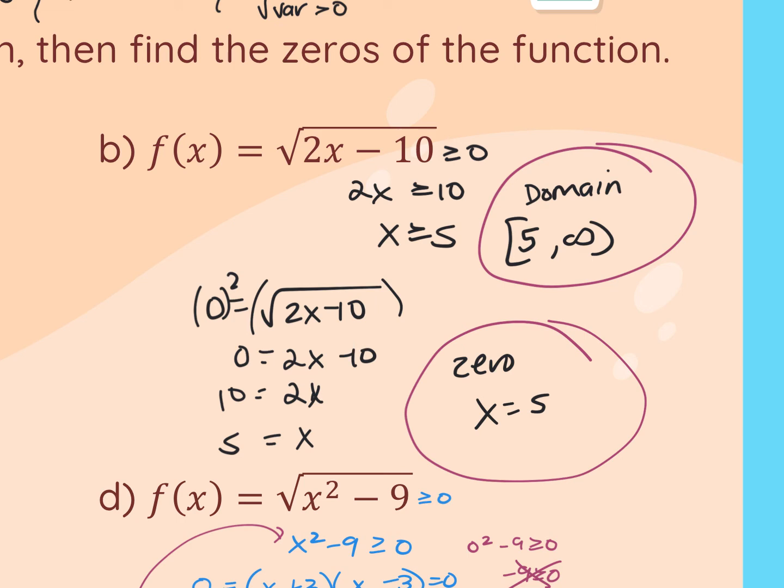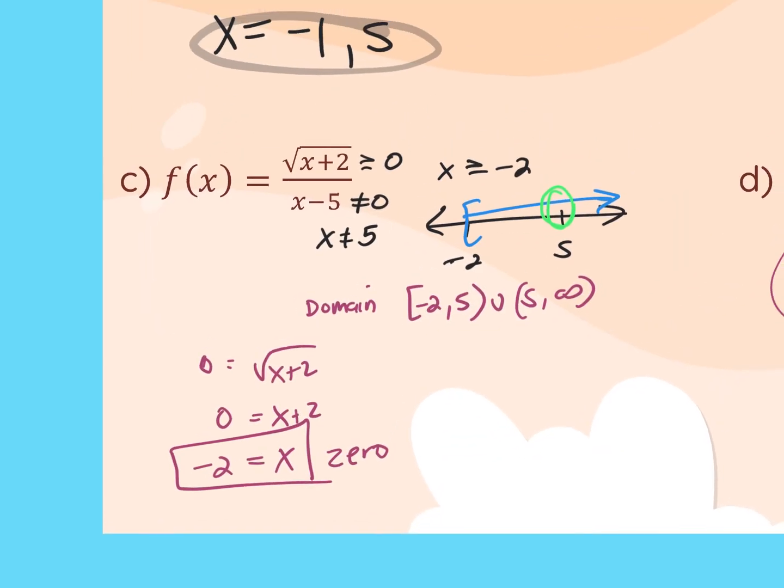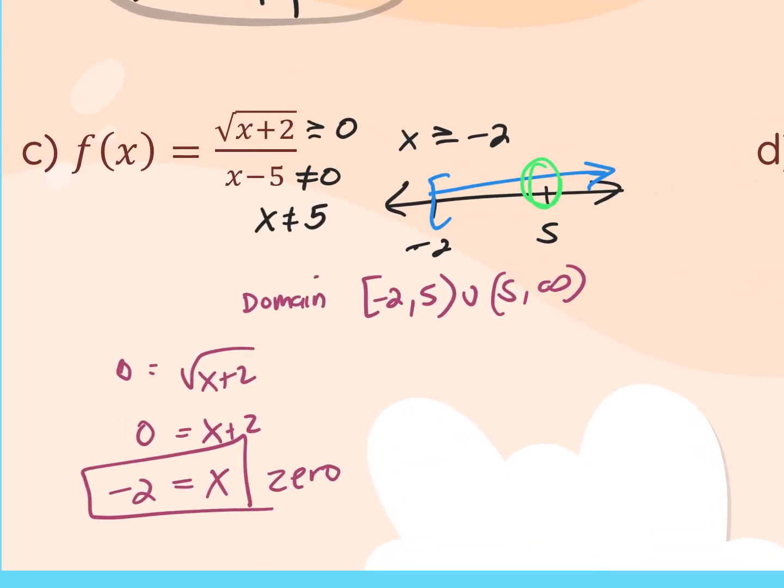Yeah. Then C. Now there's two restrictions. There's a variable in the denominator, and there's a variable underneath the square root. So the denominator we set not equal to 0, and I get x cannot equal 5. The numerator, it's underneath the square root, so I would get x plus 2 is greater than or equal to 0, so x has to be greater than or equal to negative 2.